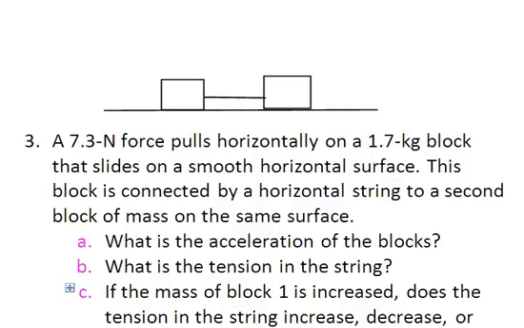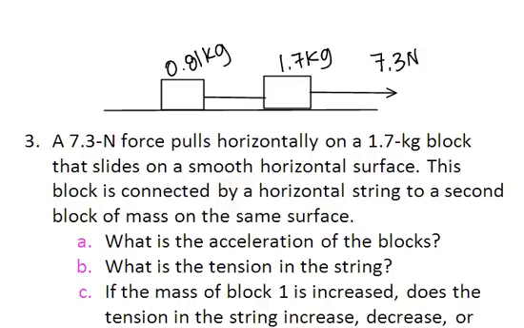All right, so we have a 7.3 Newton force applied horizontally to a 1.7 kilogram object that slides on a smooth horizontal surface. So this is our force, 7.3 newtons. This is the 1.7 kilogram block, and this is the 0.81 kilogram mass. Okay. First, what is the acceleration of the blocks?